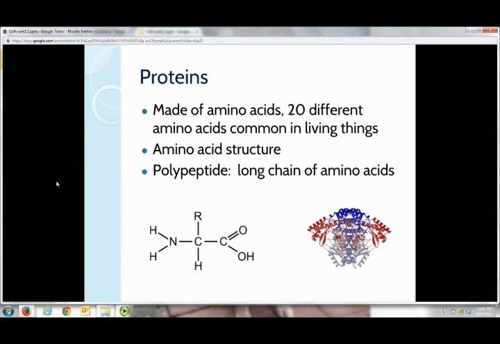Polypeptides are just long chains of amino acids, and they will fold up to make different shapes. The picture to the right is an example of a polypeptide that is folded up into a protein.